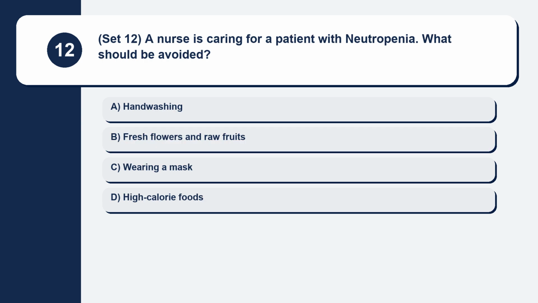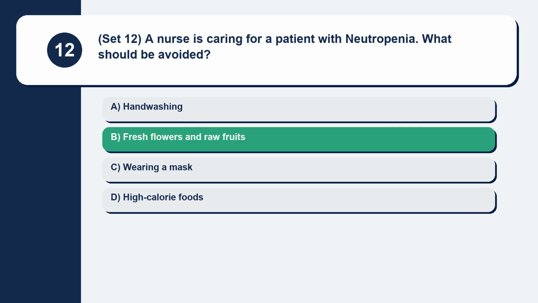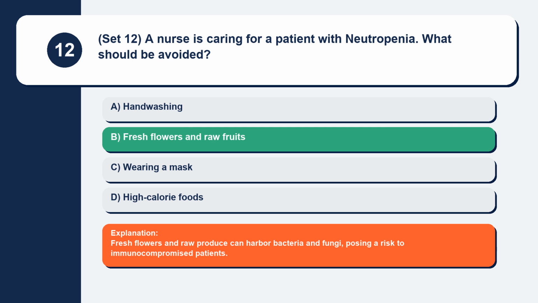Question 12. Set 12. A nurse is caring for a patient with neutropenia. What should be avoided? Hand washing, fresh flowers and raw fruits, wearing a mask, high-calorie foods. Fresh flowers and raw produce can harbor bacteria and fungi, posing a risk to immunocompromised patients.